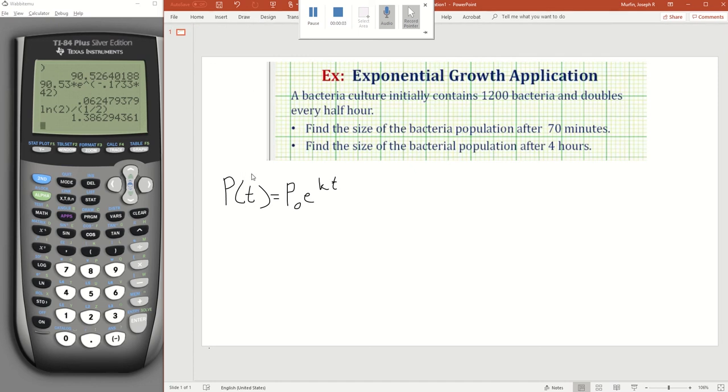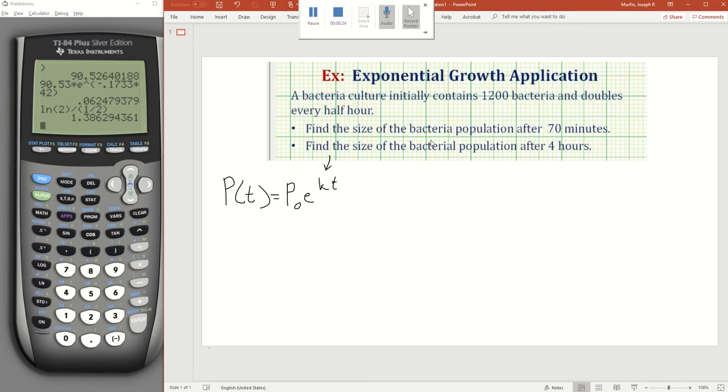So in this example, instead of dealing with the half-life of an element, we're going to deal with the doubling time of a bacteria. We're going to still use the same equation we've been using before, our exponential growth and decay equation. And like before, our first step is to figure out what this growth constant is going to be, the K value, using the information that we have.